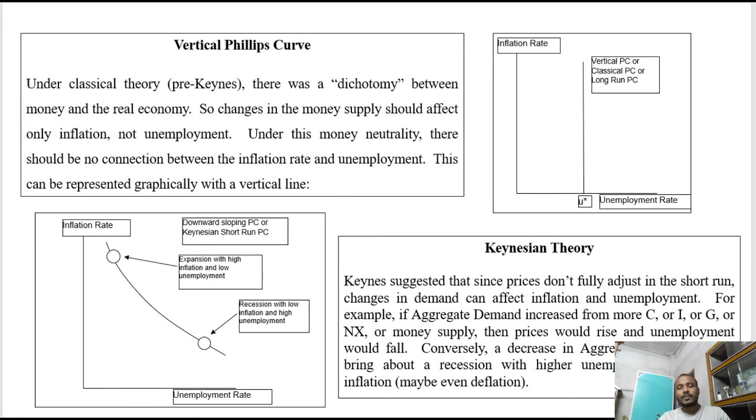So, Keynesian theory basically suggested that higher inflation should be met with lower unemployment, and lower inflation should be met with higher unemployment.